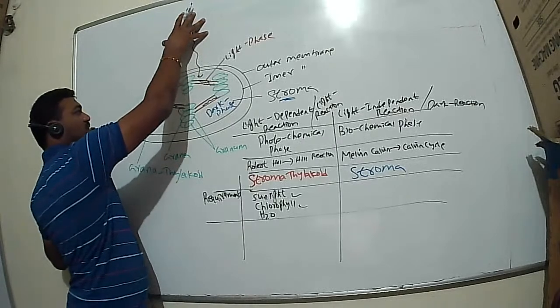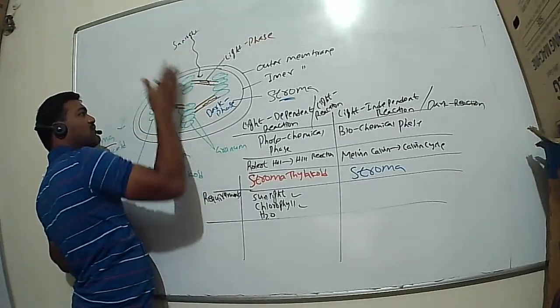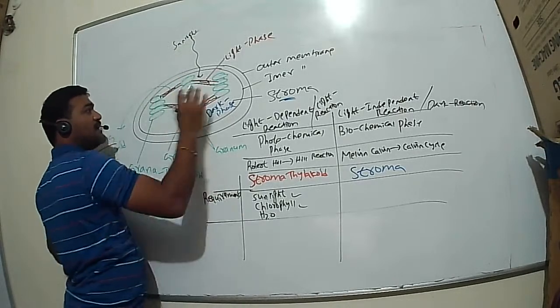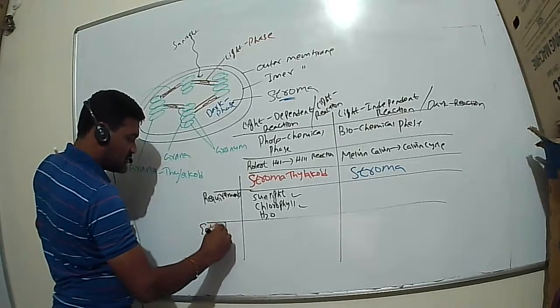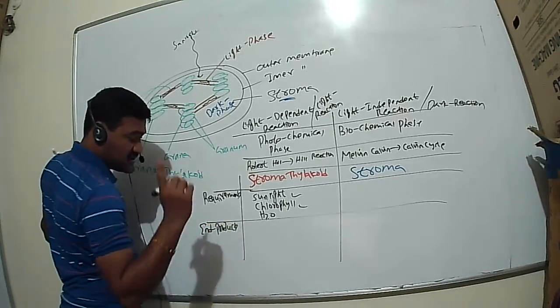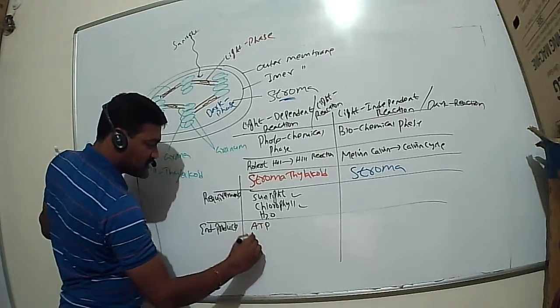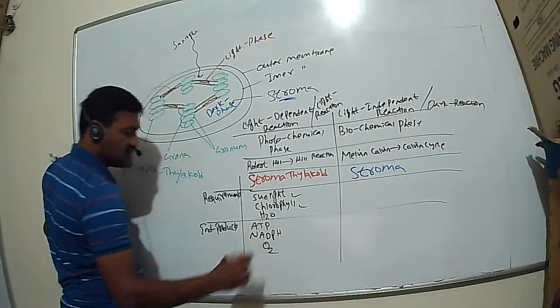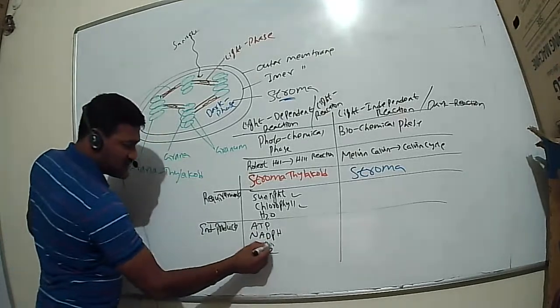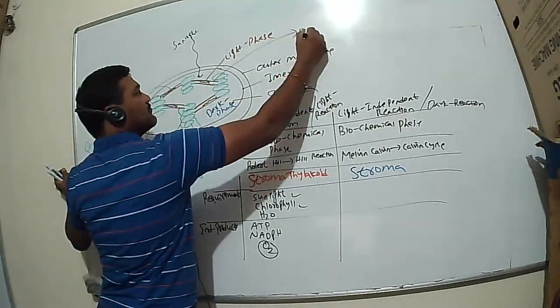So sunlight from outside, chlorophyll already in the membrane, and inside there is water. Using these three in the light phase, what does it make? What are the end products? This is important. It makes ATP, adenosine triphosphate, NADPH, and also oxygen. This oxygen which is formed in light phase is completely released out.